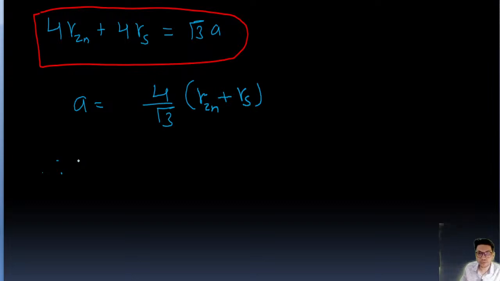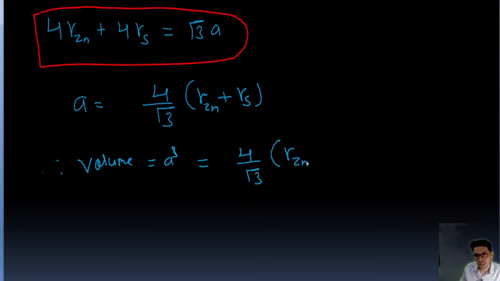We know volume equal to a cube. A cube means, with this value of a, 4 by root 3 into (r_Zn plus r_S) whole cube. Now we'll find out the atomic packing fraction. The atomic packing fraction for ZnS is very important. It can be asked in the question in the examination.